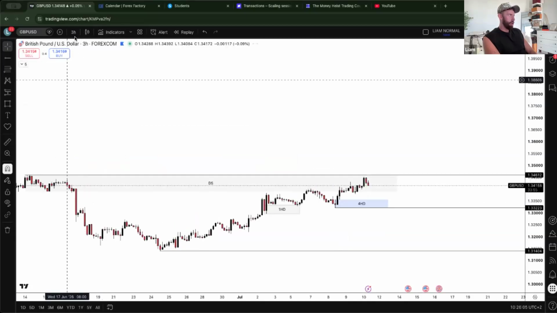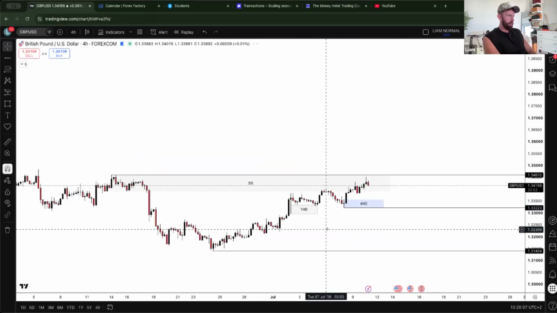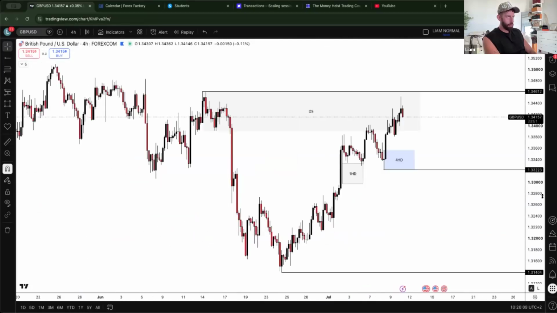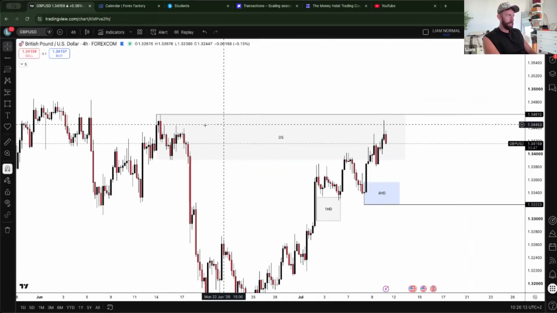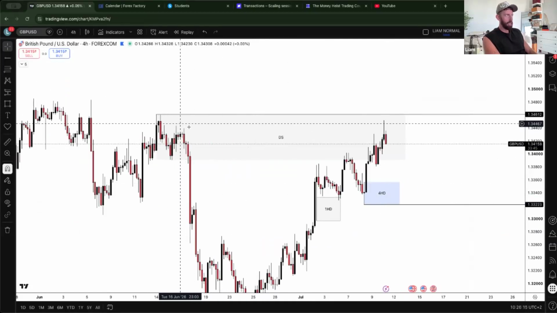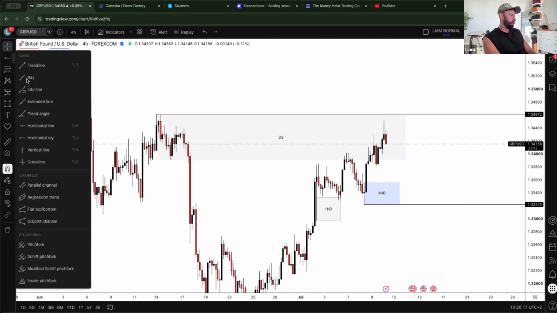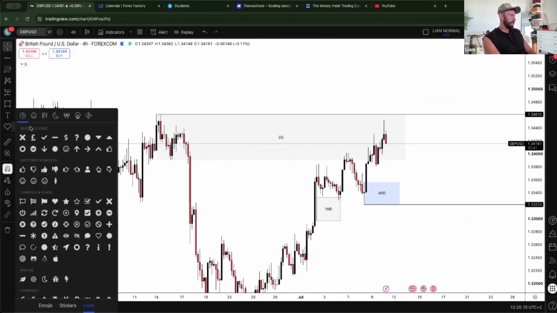Let's have a look at what's going on from the lower time frame, so let's have a look at the 4 hour. Instantly what I can see from the 4 hour is we punched above these highs here. We have punched above all of these highs.